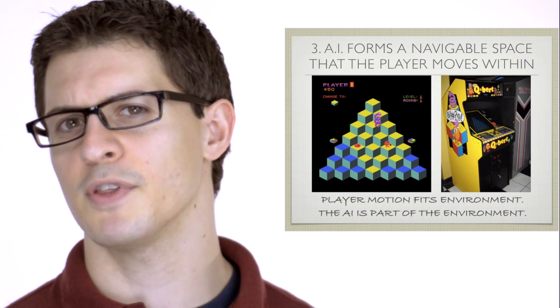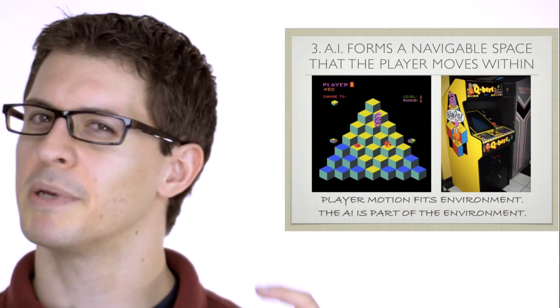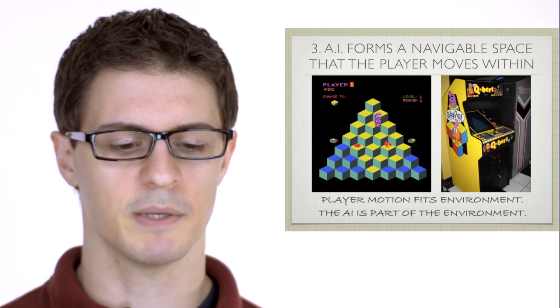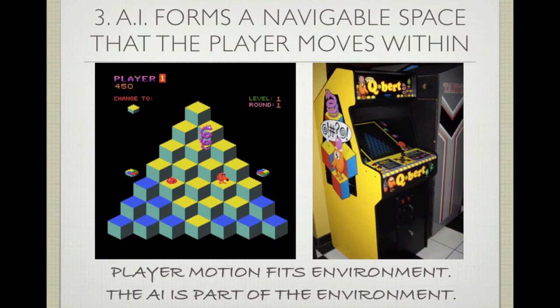Third, the AI can be thought of as forming a navigable space that the player moves within. If you think of a more classical, not even digital, version of a game, say chess, you could picture the playing field as where all the different units have their threat. You can picture that as a topology within which the other player has to consider their moves. In the same way on a Q*bert field, knowing how the different characters move, or knowing the patterns of their movement, affects the pathways within which the player has to navigate.